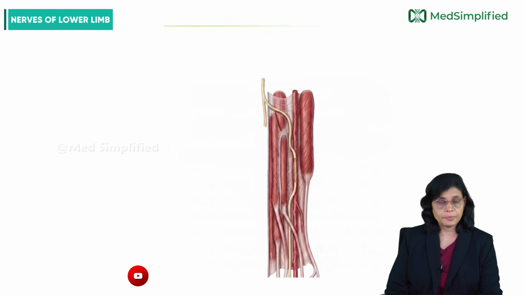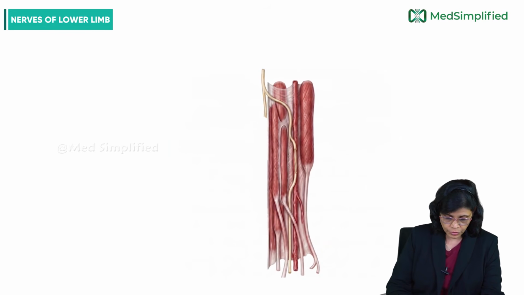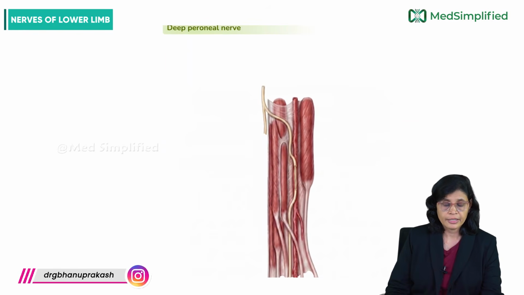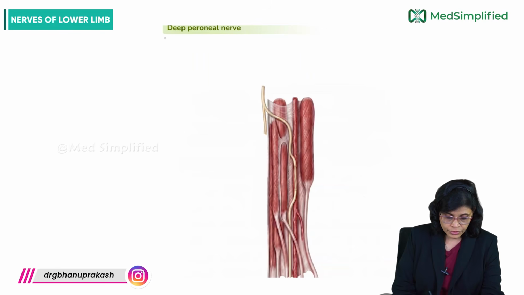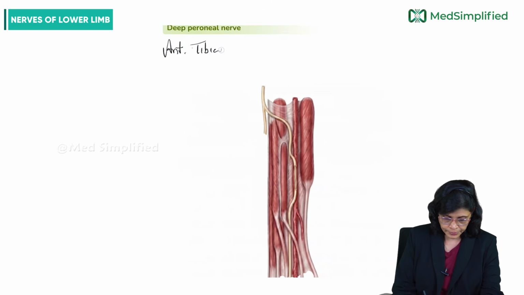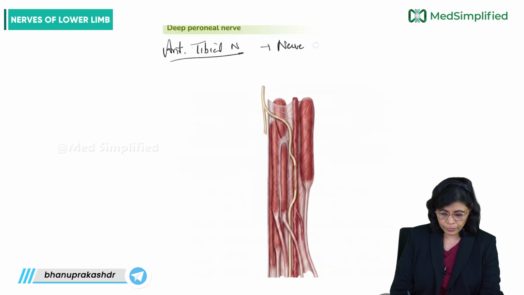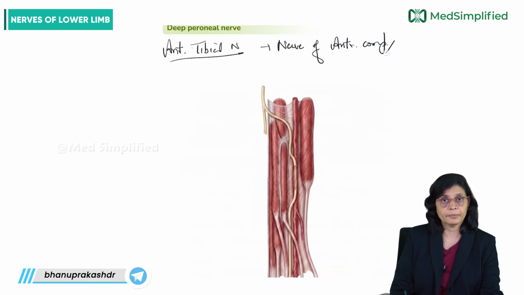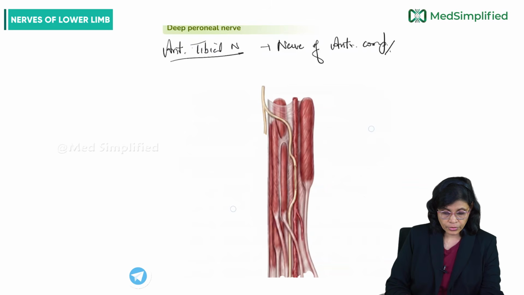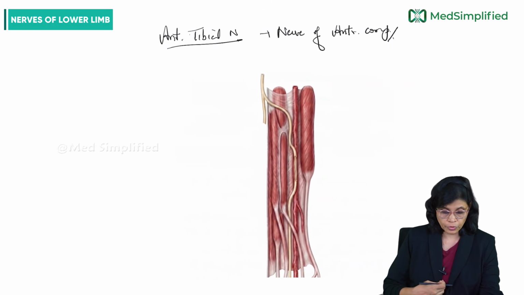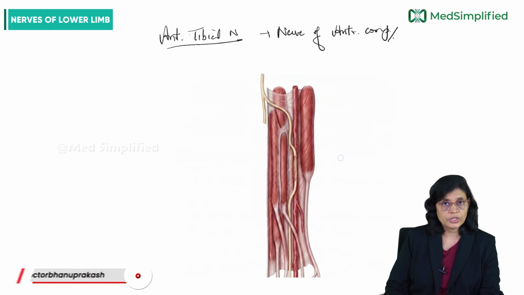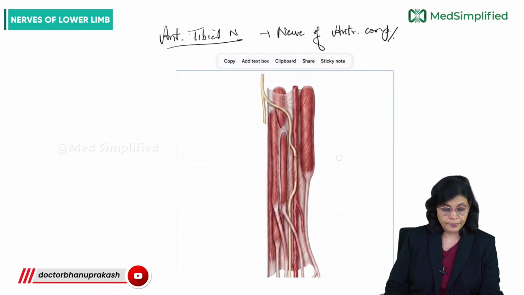Okay, so coming to the deep peroneal nerve. We learned that it is one of the terminal branches of the common peroneal nerve. It is also called the anterior tibial nerve. It is basically the nerve of the anterior compartment of the leg. It also supplies the dorsum of the foot. This is similar to our posterior interosseous nerve, which is a branch of the radial.